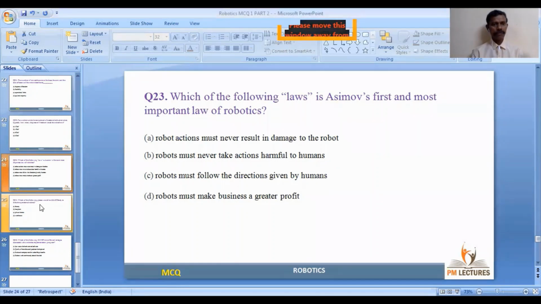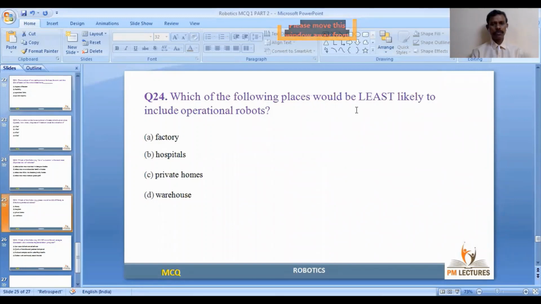Next, 24th question. Which of the following places would be least likely to include operational robots? Option A, factory. Option B, hospitals. Option C, private homes. Option D, warehouse. Least means private homes is the least likely among the four options to include operational robots. So option C is the correct answer.